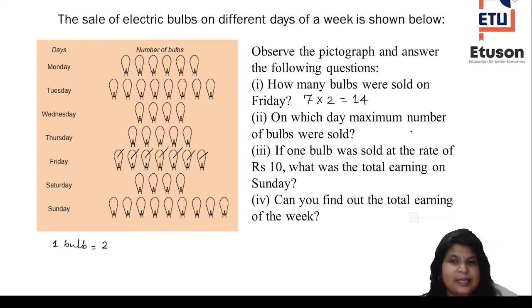Now, second question. On which day was the maximum number of bulbs sold? Let us write down the number of bulbs sold on each day. So here 1, 2, 3, 4, 5, 6. Let us not multiply for now. After finding the largest number, only then we will multiply with 2. Correct or not? Why find it unnecessarily? If it is asked what is the number of bulbs sold on each day, then you can just calculate.